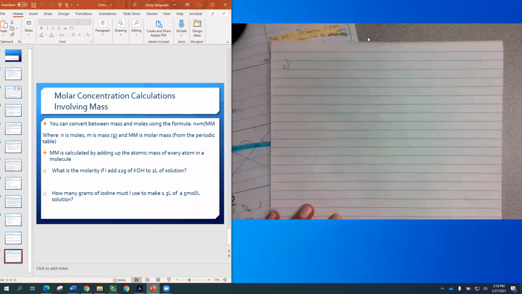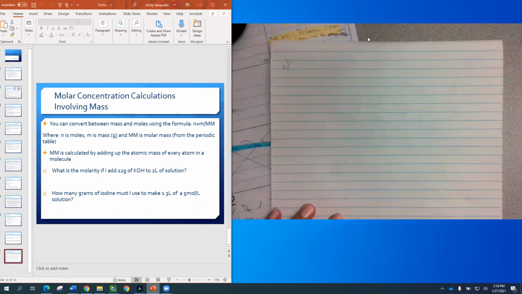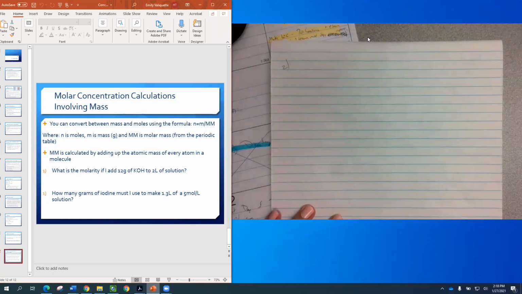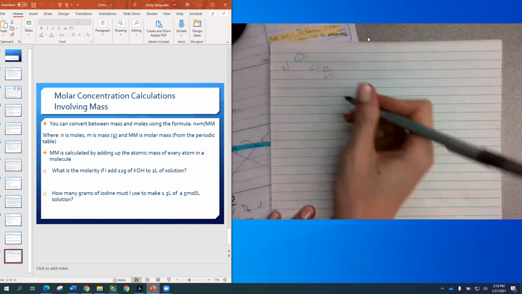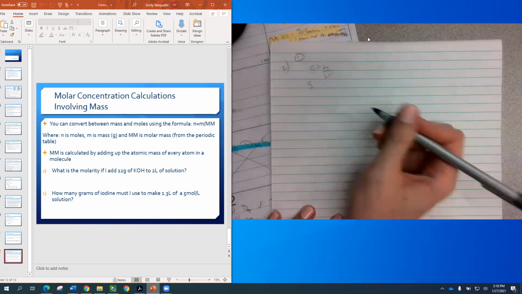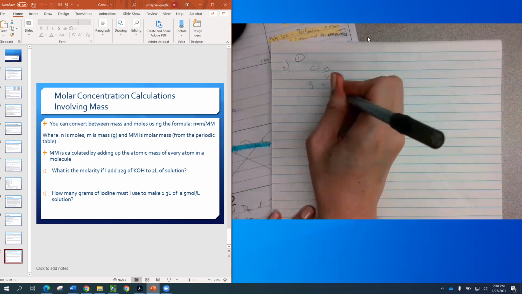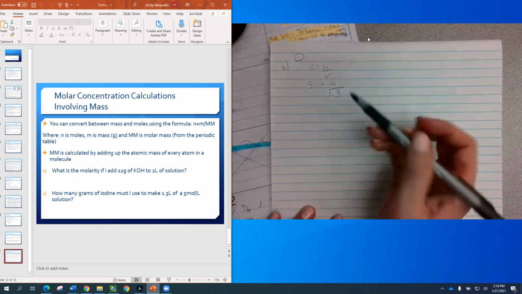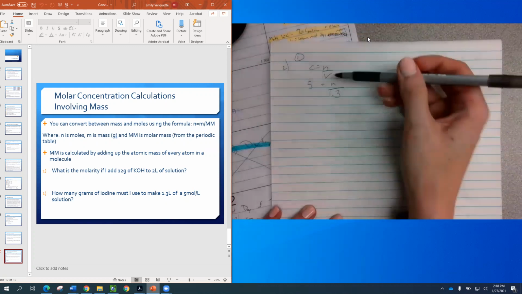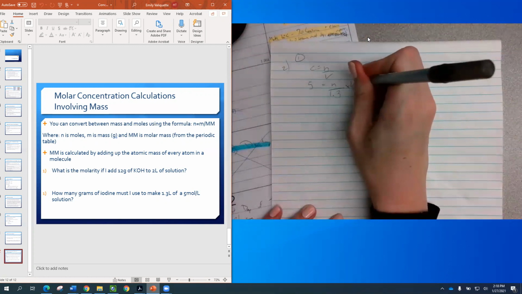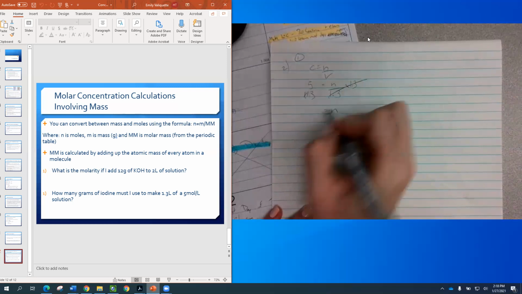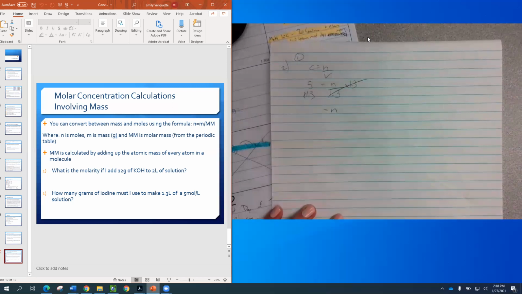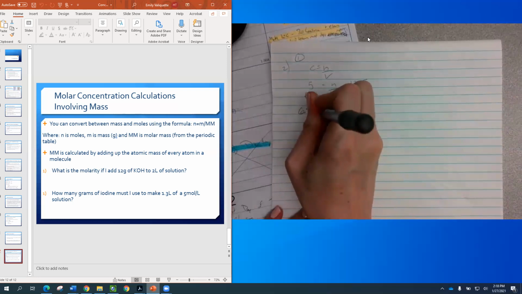Okay, so for this question, it says how many grams of iodine must I use to make 1.3 liters of a 5 molar solution? So I'm given volume and concentration, which means this time I can start with my C equals N over V formula, plug in my 5 moles per liter and my 1.3 liters as my volume, and I'm going to solve for N. Multiply by 1.3 because it's on the bottom. What I do to one side, I also do to the other. 1.3 times 5 is 6.5 moles.